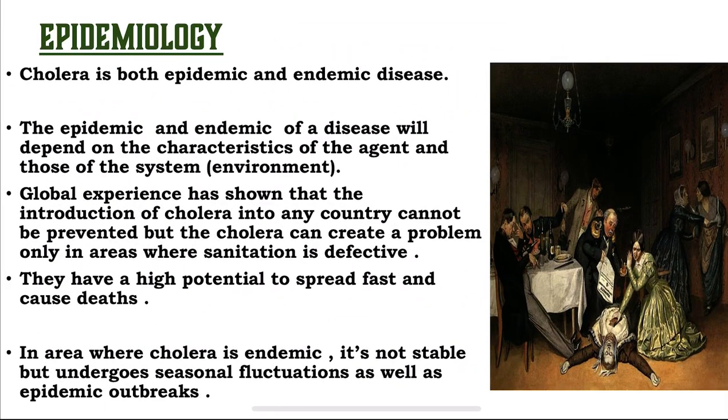Moving further to the epidemiology. Cholera is both an epidemic and endemic disease. Whether a disease is epidemic or endemic will depend upon the characteristics of the agent and those of the environment. So, whether it is going to be an epidemic or an endemic obviously depends upon the cholera's serogroup, whether it is O1 or O139 or it is Eltor biotype. It depends upon the characteristics of the agent and also on the environment.